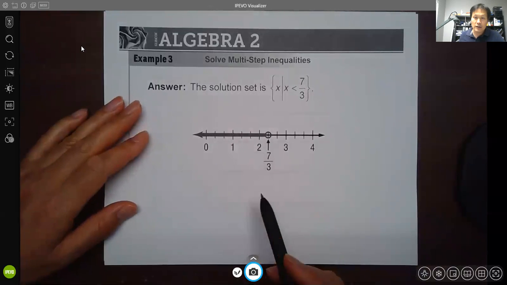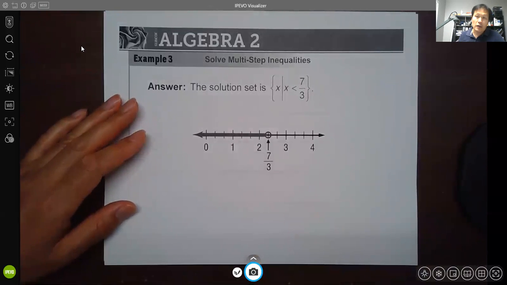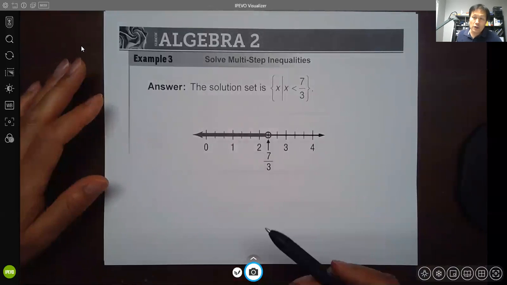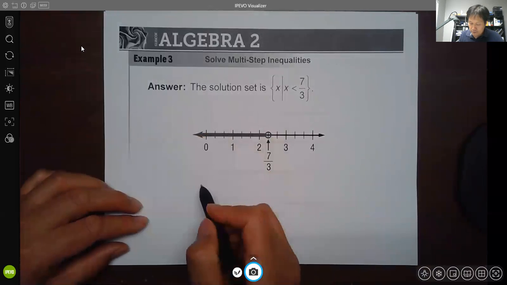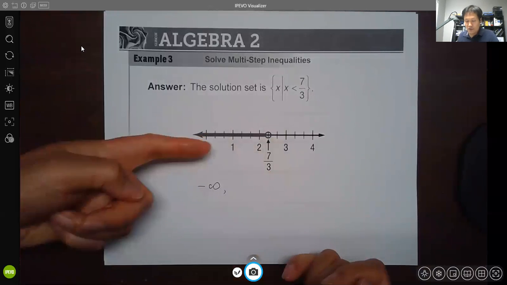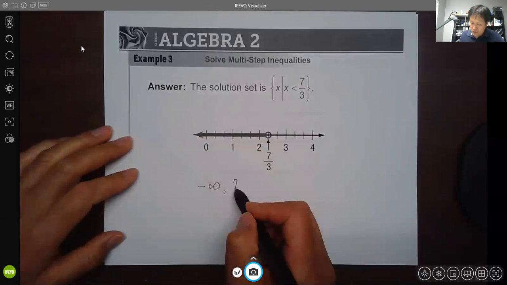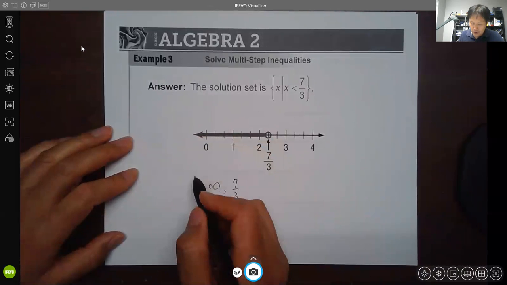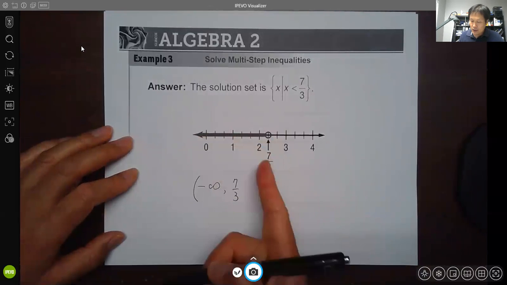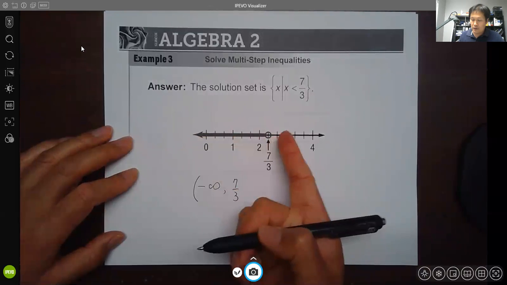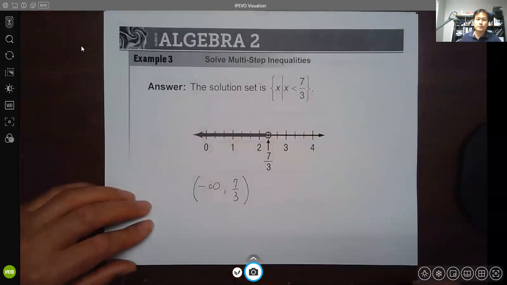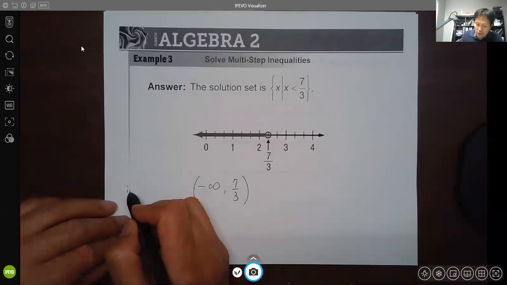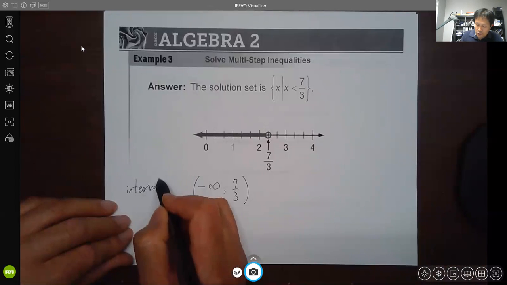Less than 7/3. Okay, if you need to express it in interval notation, what's the most left? Minus infinity. What's the most right? 7/3. Minus infinity, always go with the parenthesis. This is an empty dot, doesn't have an equal sign, so it should be a parenthesis. We call that interval notation.